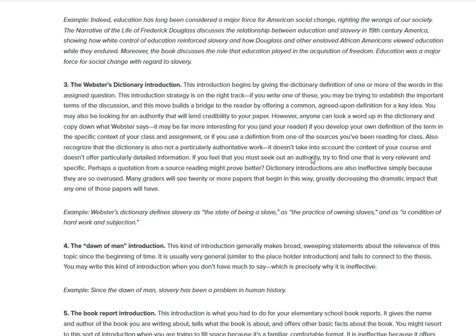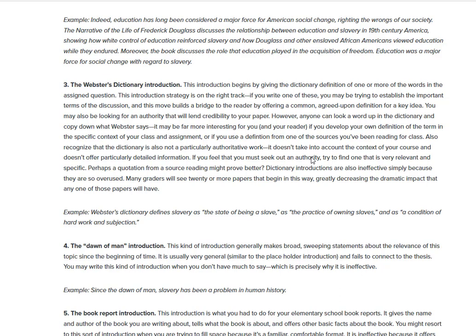You may also be looking for an authority that will lend credibility to your paper. However, anyone can look up a word in a dictionary and copy down what Webster says. It may be far more interesting for you and for your reader if you develop your own definition of the term in the specific context of your class and assignment, or if you use a definition from one of the sources you've been reading in class.